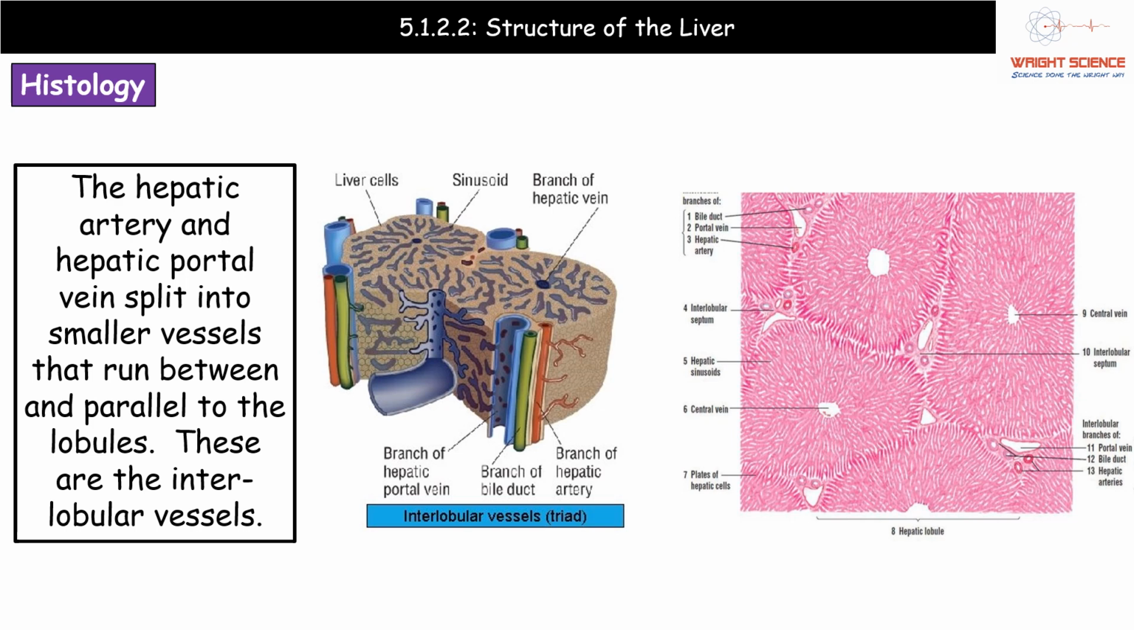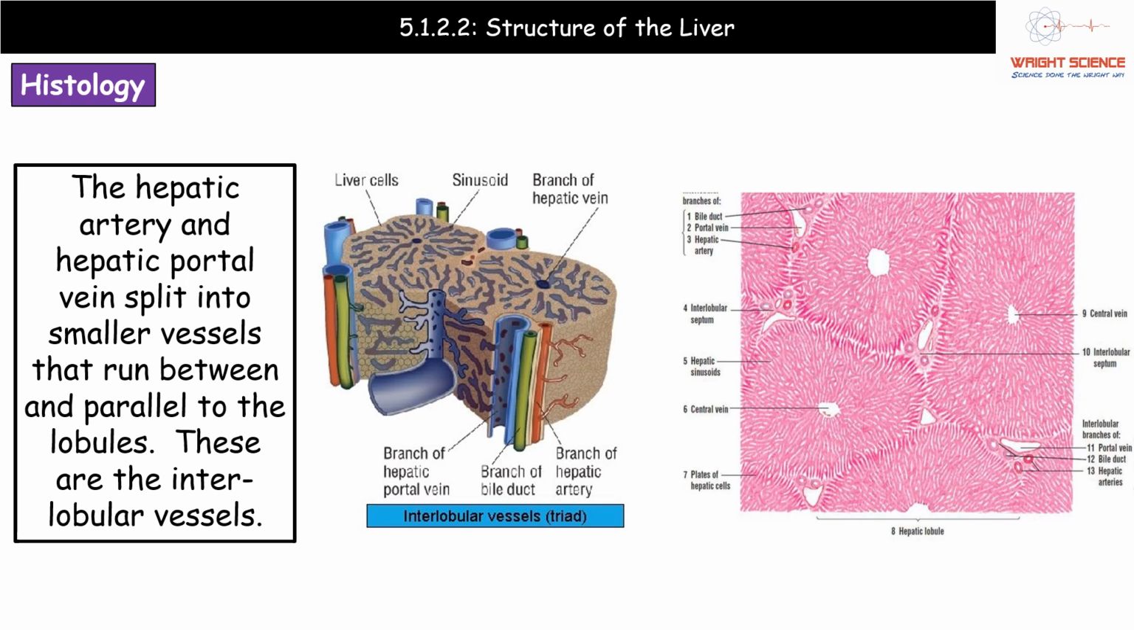As we've said previously, we've got these 2 major blood vessels that bring the blood to the liver itself, hepatic artery and hepatic portal vein. What we're going to find is those 2 large vessels are then going to split into lots of smaller vessels, and that's what we see in those triads that run parallel to those lobules. And we refer to those as the interlobular vessels.